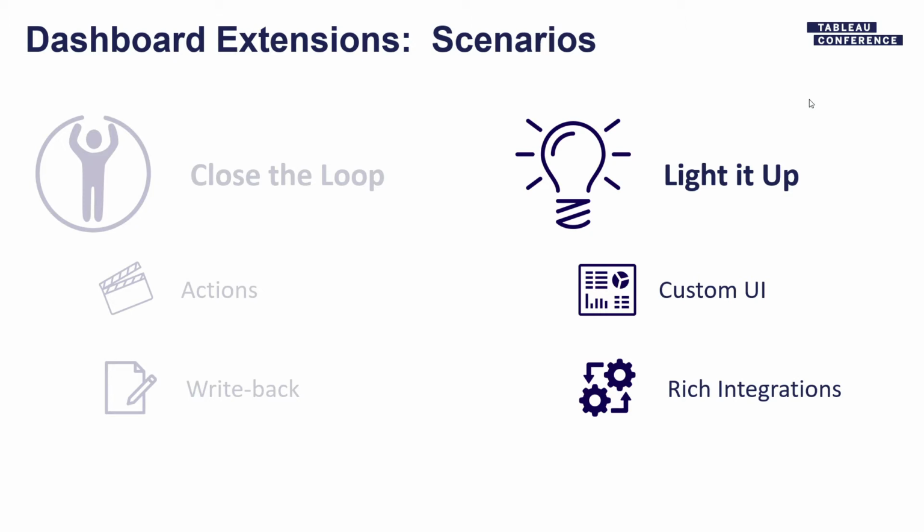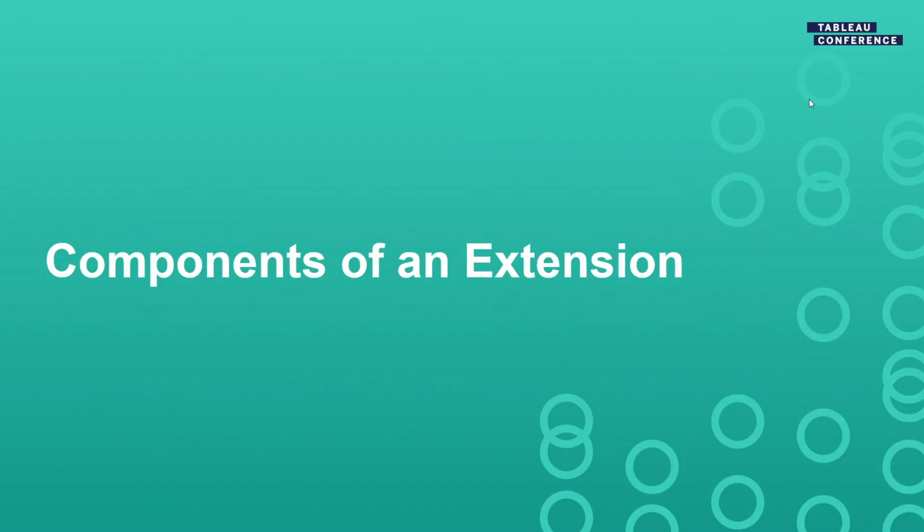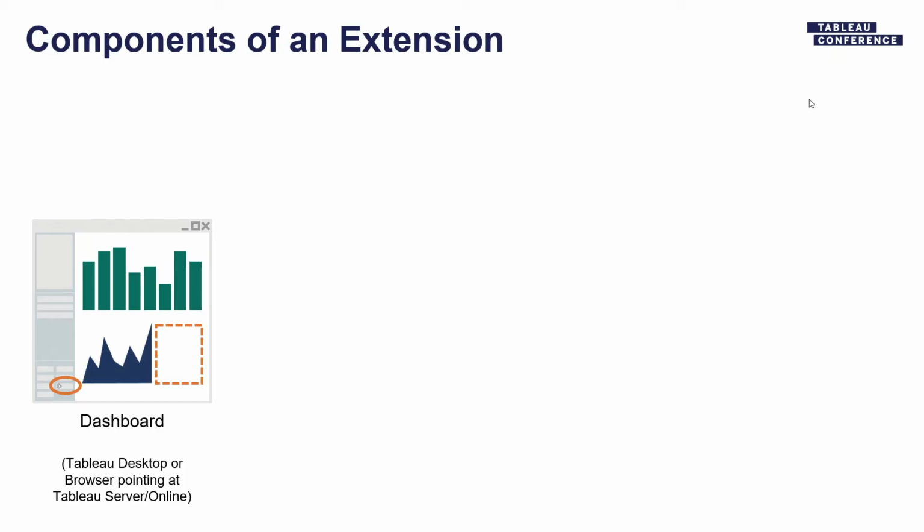And then finally, rich integration. So I mentioned those partners that were giving us that feedback. We can now bring third-party services, partner experiences, and richly integrate them into dashboards. Okay? So what are the components of an extension?